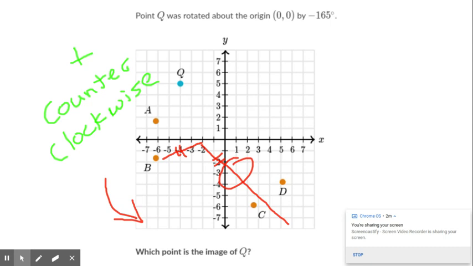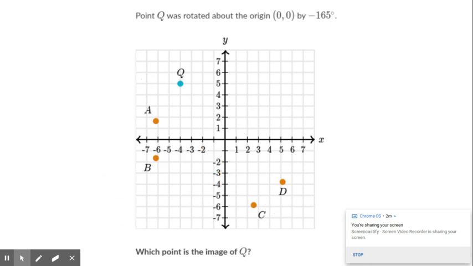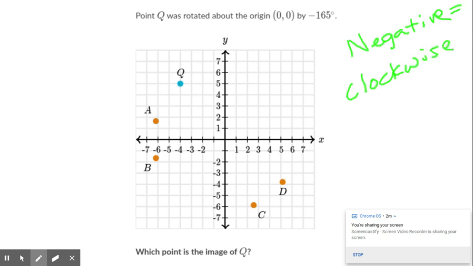Finally, the last one. Point Q was rotated about the origin, which is at (0, 0), by negative 165. So in this case, that is a negative rotation. So negative means we are going clockwise. So we're going the same direction that the clock turns. So when I draw in my segment going from Q to the origin, which is the center of rotation, I know I'm going clockwise.